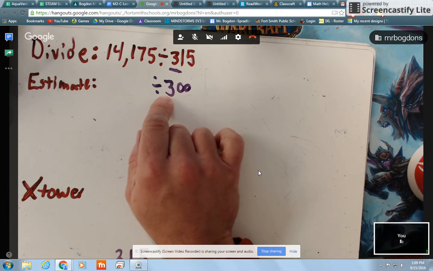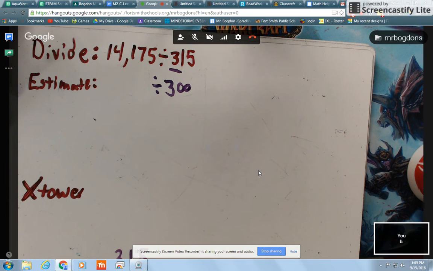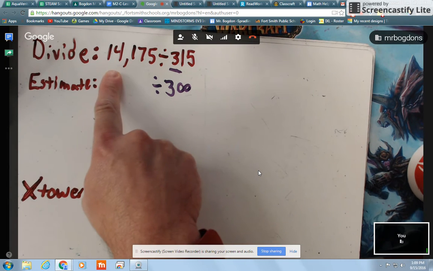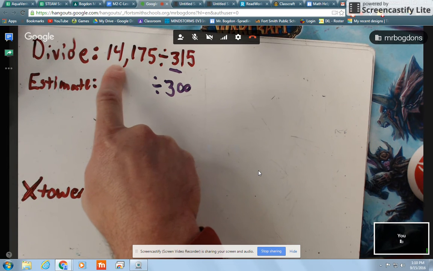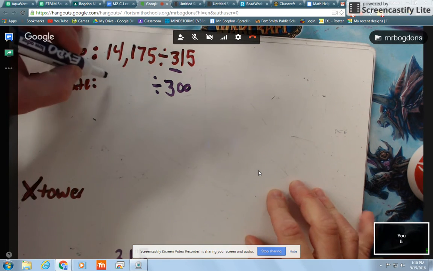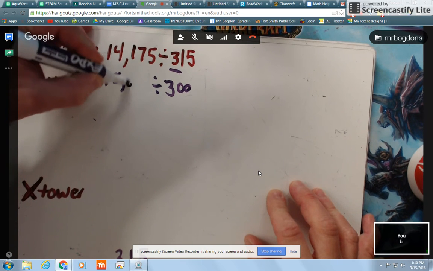All right, looking over here, I know that I need to think of some number that's divisible by 3 in order to make this into an easy estimate. I can round down to 12, or I can round up to 15. I think 15 is closer to 14 than 12, so I'm going to round it up to an easy multiple of 3.